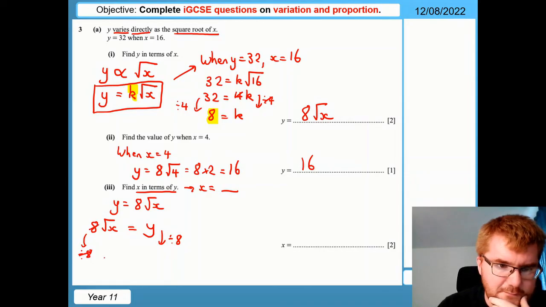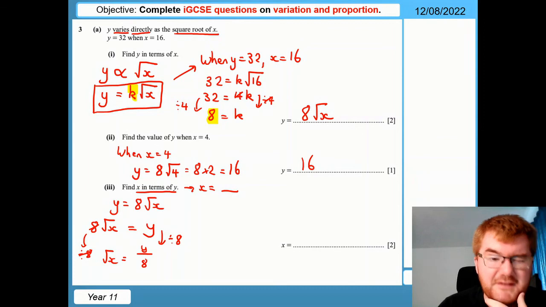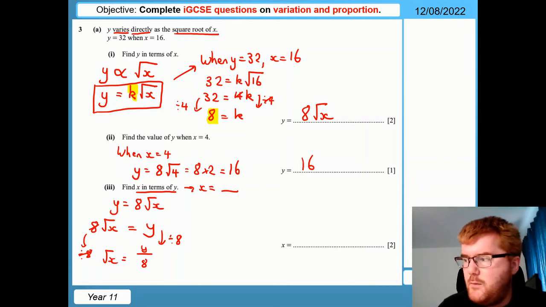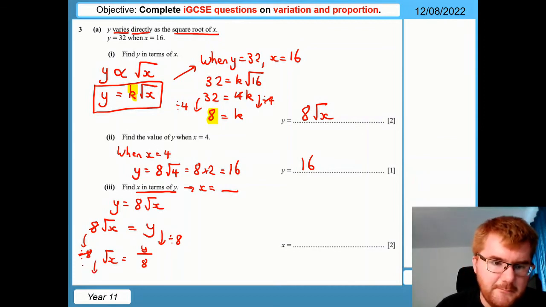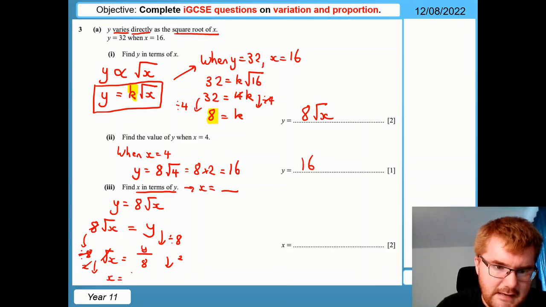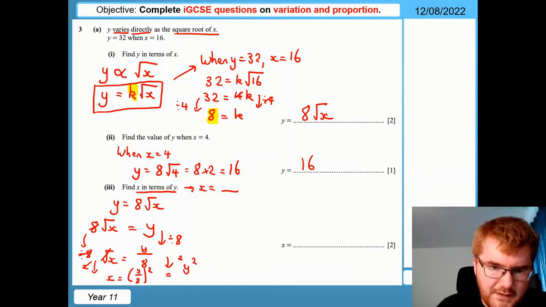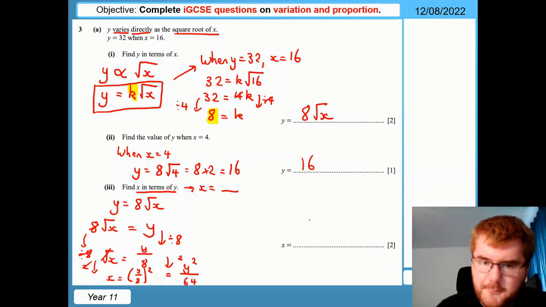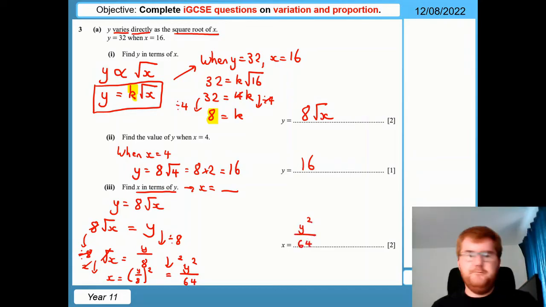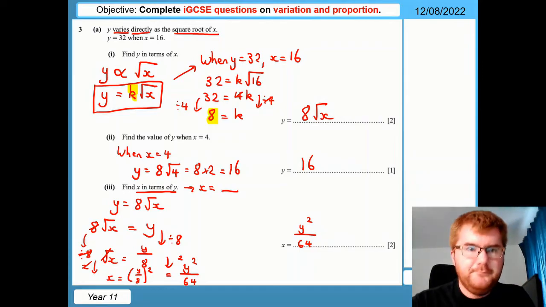So this cancels. We get root x is equal to y over 8. Generally better to write it as a fraction. And now we're going to square top and bottom here because we want to get rid of the square root. The opposite of square rooting is squaring. This cancels, we get x equals y over 8 squared, which you could also square top and bottom. That gives you y squared over 64, which I'm going to pop over here, like so. You can also leave it in brackets too.